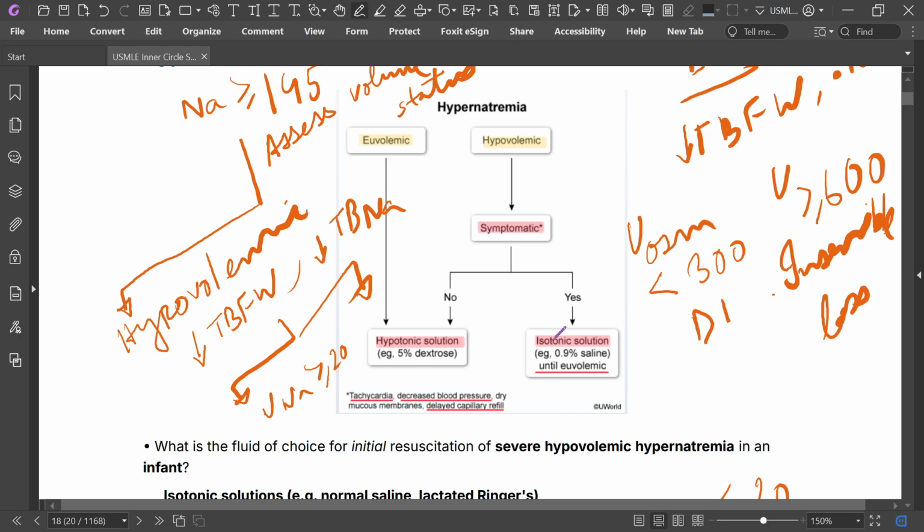In hypervolemic hypernatremia, total body water is high and total body sodium is higher, then we need to do urine sodium. If urine sodium is higher, then it is sodium gain, which may be due to iatrogenic causes or IV fluid, and primary hyperaldosteronism. So what treatment should we give in a patient with hypernatremia?